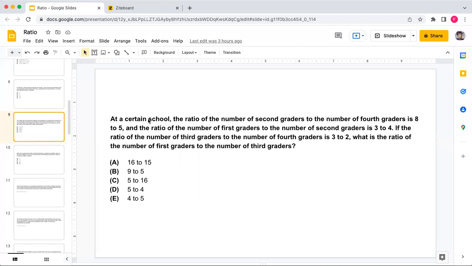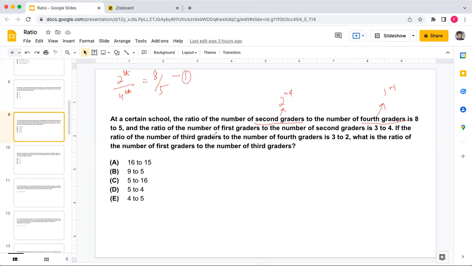Okay, so this question says that at a certain school, the ratio of the number of second graders to the number of fourth graders is 8:5. For easiness, I will call this second and this fourth. So the ratio of second to fourth is equal to 8/5. Let's call this the first.